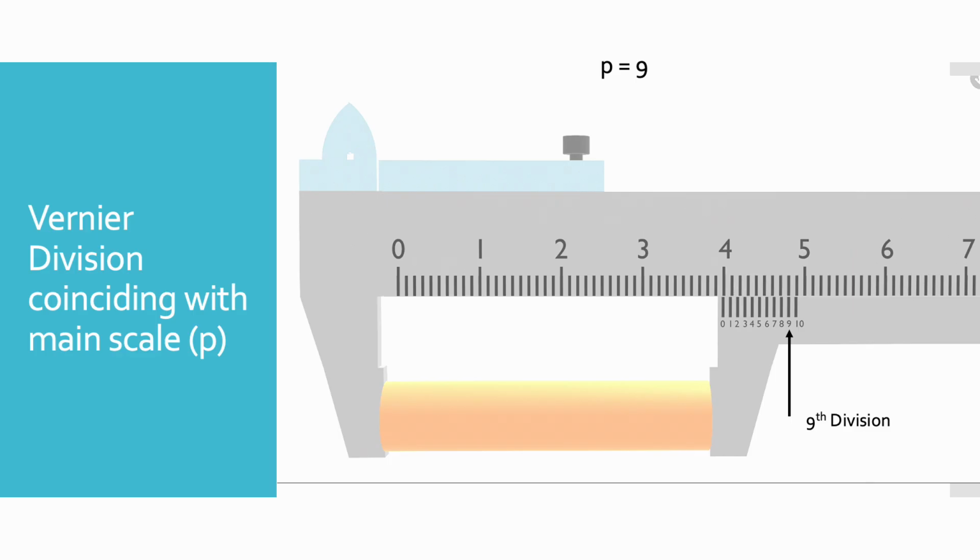When measuring, we note which vernier scale division exactly coincides with a division on the main scale. This helps us determine the fractional part of the measurement beyond the main scale reading. In this case, the 9th division coincides with a division on the main scale.